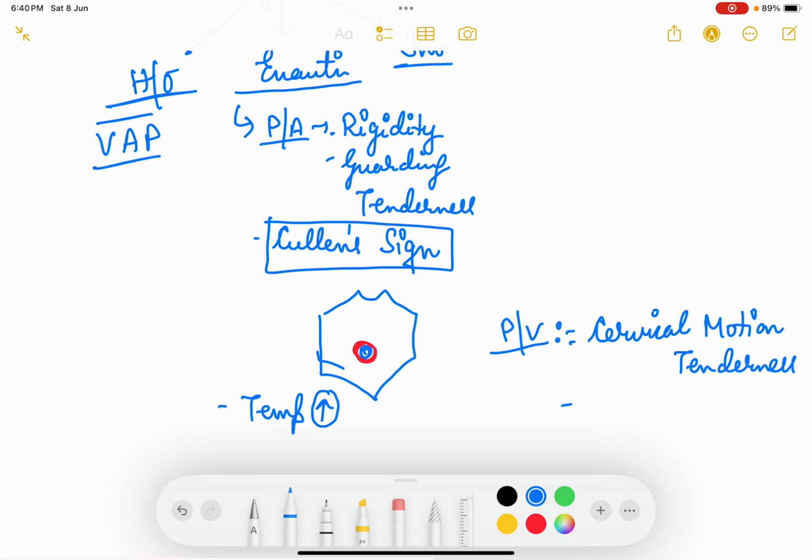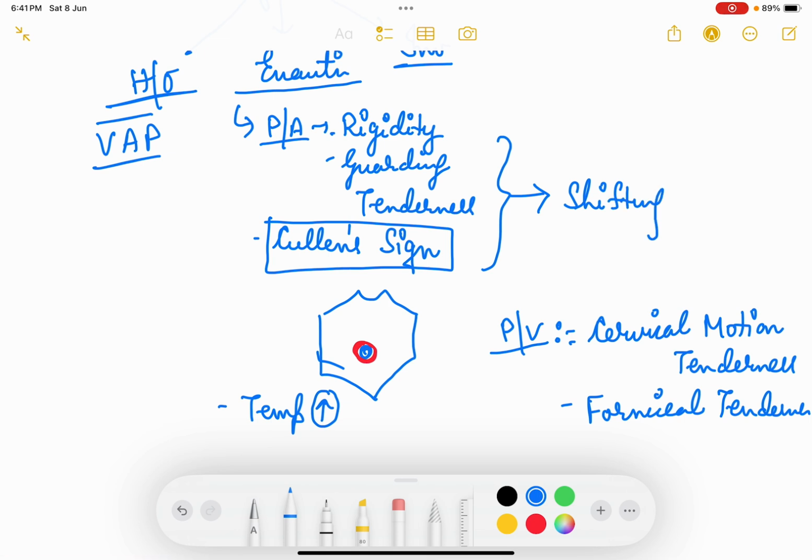The number 2 finding, which is most specific, is fornical tenderness. It means on both sides of the uterus, the adnexa will be tender. On the side on which there is ectopic pregnancy, there will be tenderness in the pelvis. So these are the signs which you elicit. Apart from that, if rupture has already taken place leading to hemoperitoneum, then the patient will have shifting dullness, which will tell that there has been rupture and there is fluid in the abdomen.